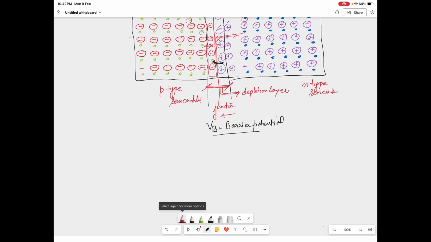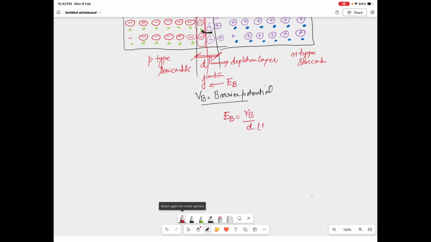Because of this, there is an electric field EB. Of course, it will get created, and that is from the positive side to the negative side. And this EB is given by VB upon D, where D is the width of the depletion layer.